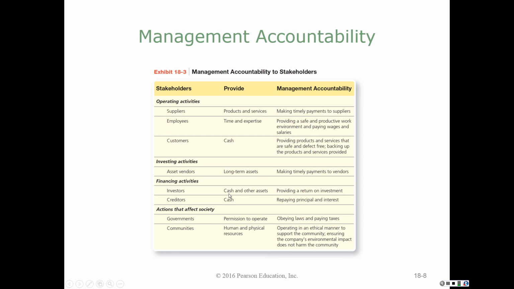If we want people to invest in our organization, if we're publicly traded and we want people to buy our stock, then we need to be able to show these investors that we can provide a return on their investment. If we're loaning, the bank wants to know, can you repay your principal amount and can you pay the interest?